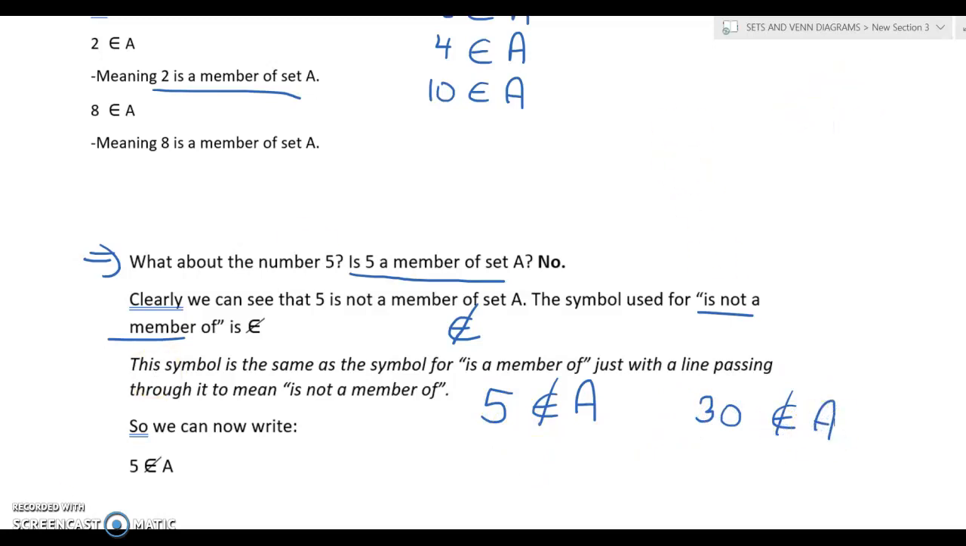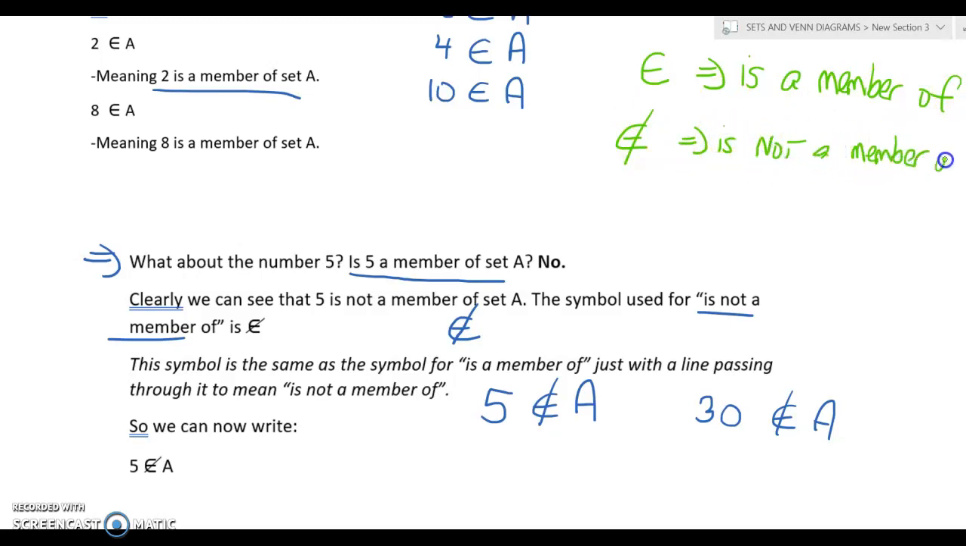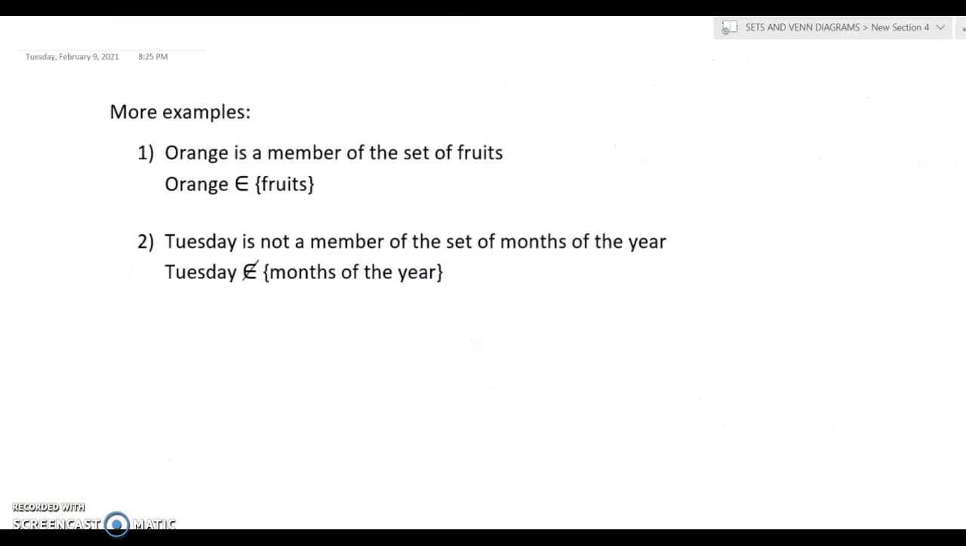So, just to recap, the two symbols we just learned: this one means "is a member of," and this one with the slash is "is not a member of." So far we should be easy sailing, right? So here are some more examples to go through. Let's look at example 1. In example 1, orange is a member of the set of fruits. So we can write orange, then the symbol for "is a member of," the set of fruits.